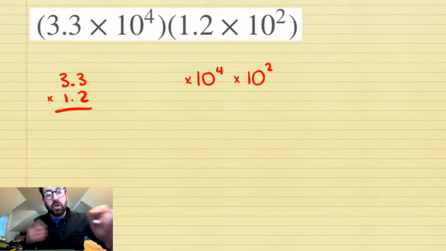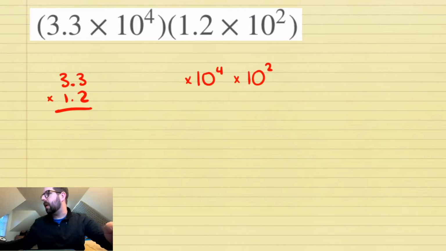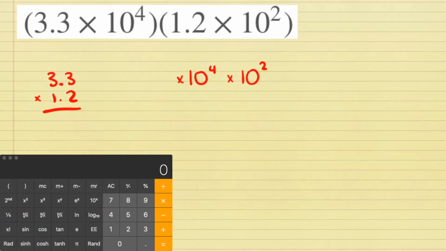Now I'm going to jump to the calculator to multiply these 2 numbers together. If you want to do it by hand, fine and dandy, you could do that. I think I did, but let's transition right into it. So we have 3.3 times 1.2, and what we're getting is 3.96. That is this number, 3.96. That number goes here.